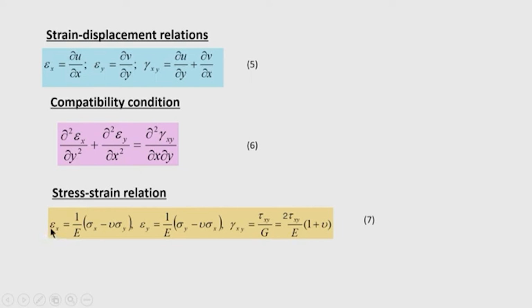The stress strain relationship is known to us. Epsilon x equal to 1 by E into sigma x minus mu into sigma y, where mu is the Poisson ratio, and then epsilon y equal to 1 by E into sigma y minus mu into sigma x, mu is the Poisson ratio, then gamma x y, the shear strain, is tau x y by g, g is the shear modulus of elasticity.